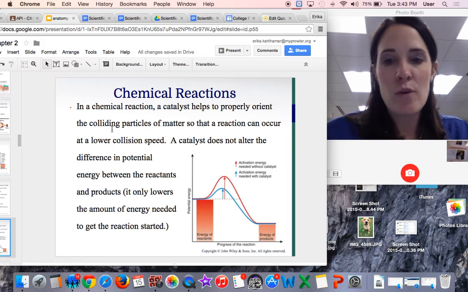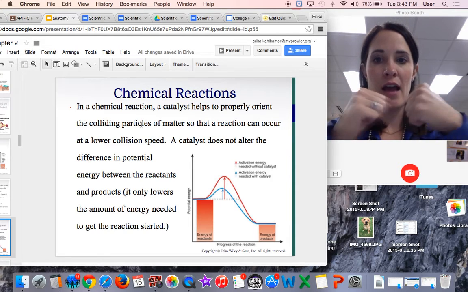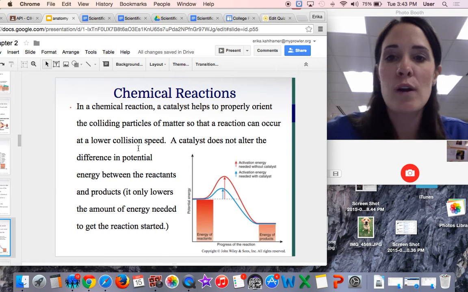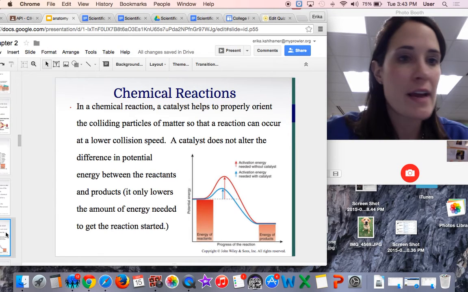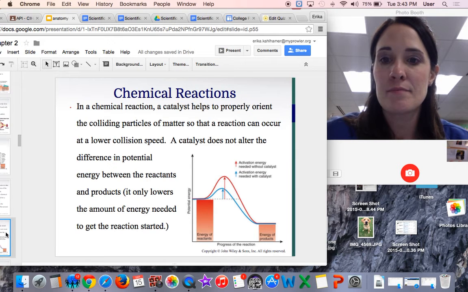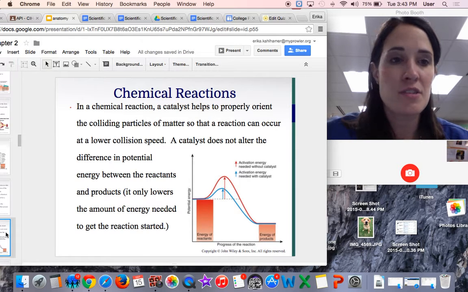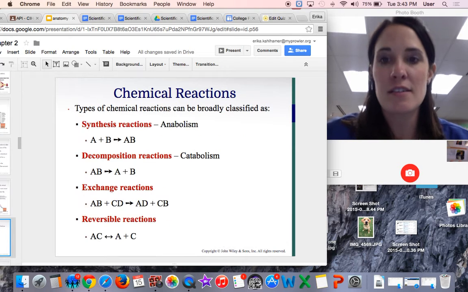So a catalyst, how it works, it helps orient colliding particles so that a reaction can occur at a lower collision speed. It doesn't lower the number of reactants or products or anything like that. The difference of potential energy between them stays the same, it just lowers the amount of energy to start it.